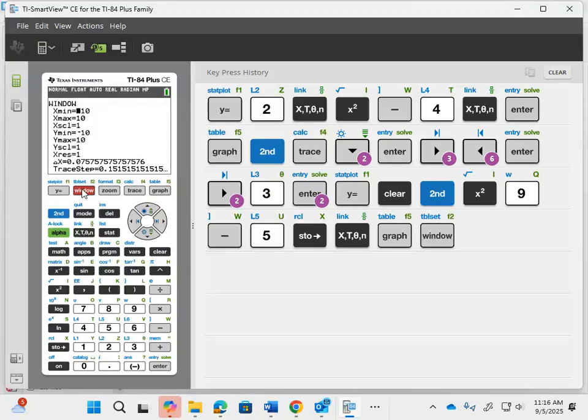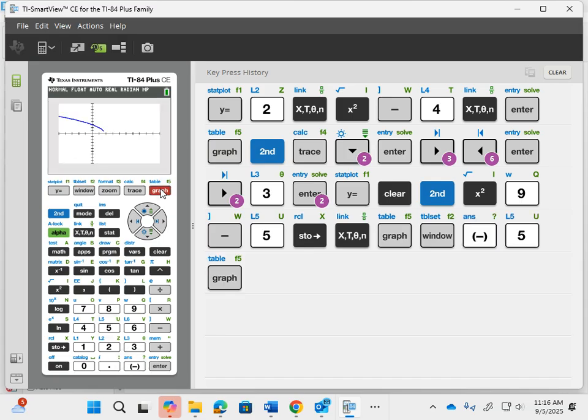Right now, if I hit the window button, it tells me mine was custom made to go from minus 10 to 10 and minus 10 to 10. That is technically the standard window. So you can customize it to whatever you want. I could change this right now to minus 5, and now my graph doesn't go as far to the left because I just went to minus 5. You can also quickly change your window through the zoom menu.